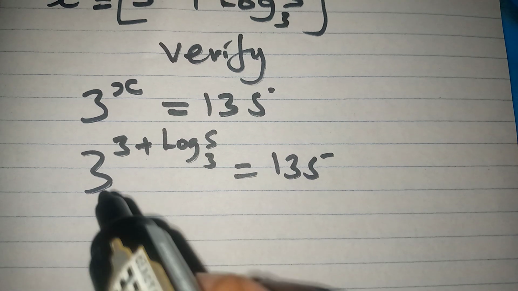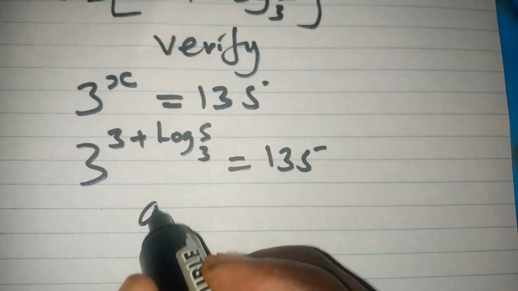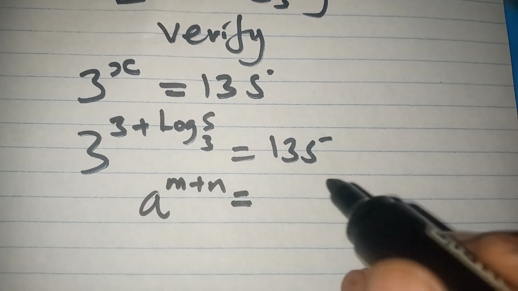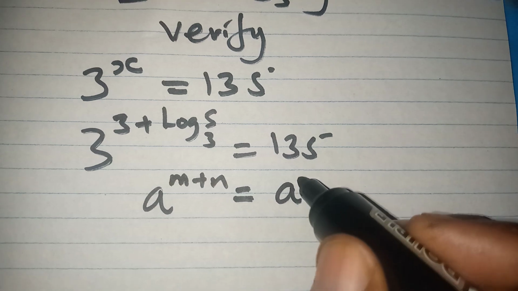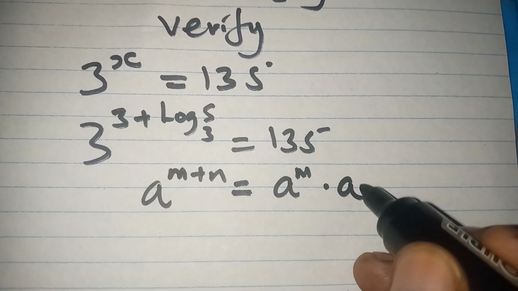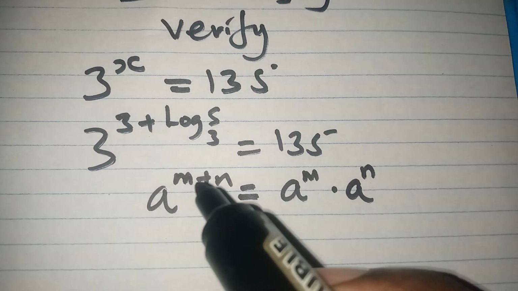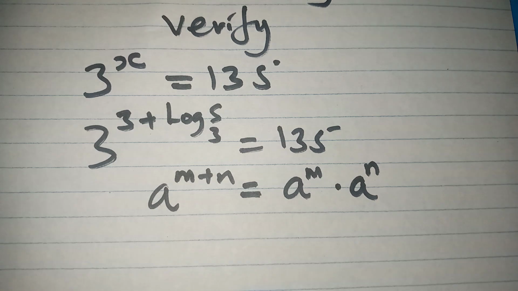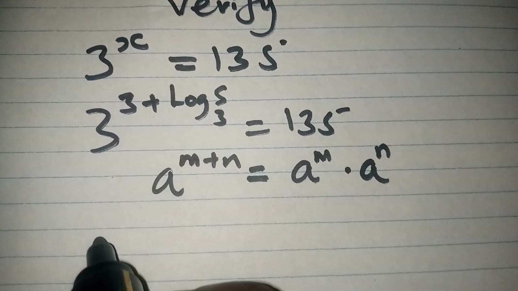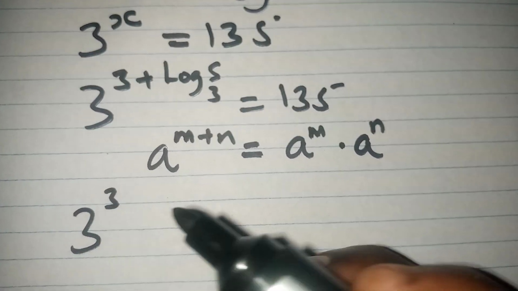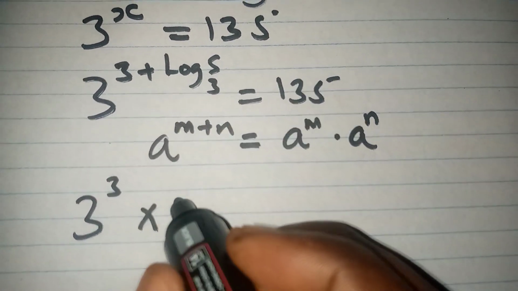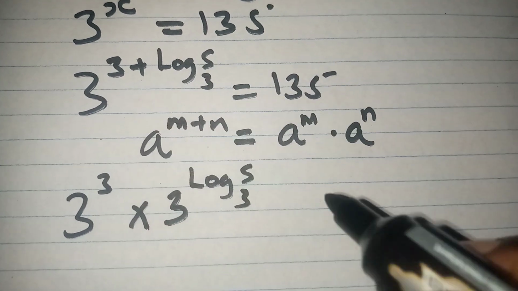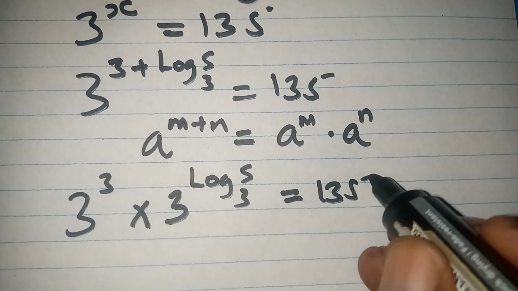So we continue. If I have a power m plus n, then this is going to be separated as a raised to m multiplied by a raised to n. So the powers are added, it means it can be multiplied when the bases are the same. So applying that here, I'm going to have 3 raised to power 3 multiplied by 3 raised to log 5 base 3 should be equals to 135.